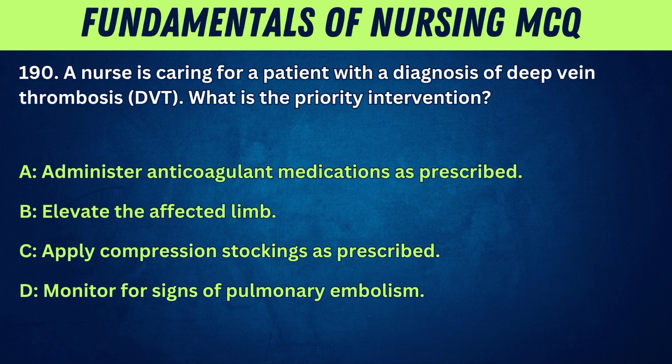190. A nurse is caring for a patient with a diagnosis of deep vein thrombosis, DVT. What is the priority intervention? A.